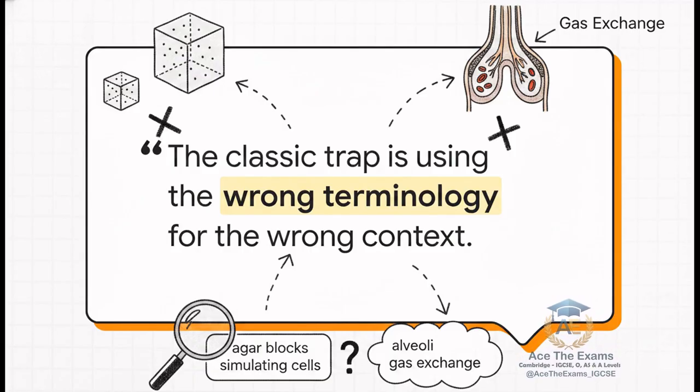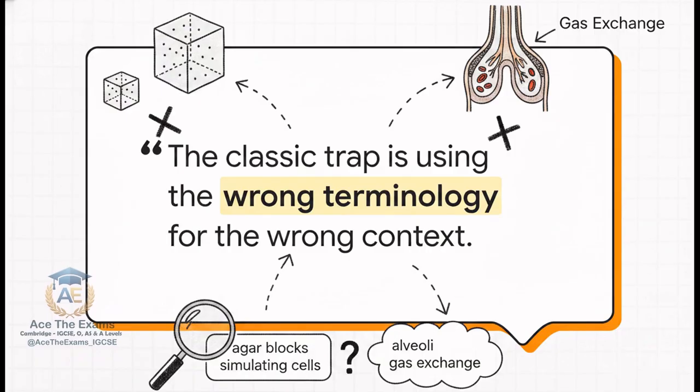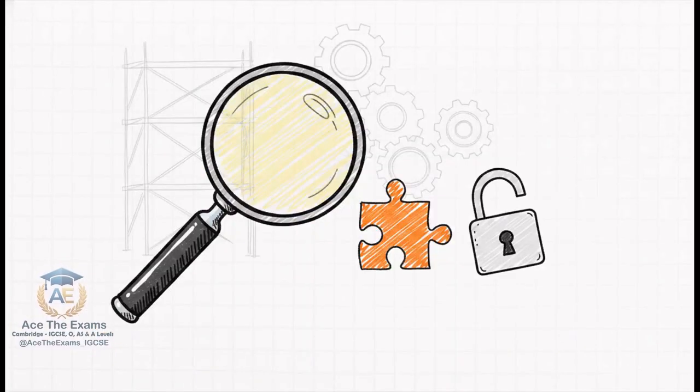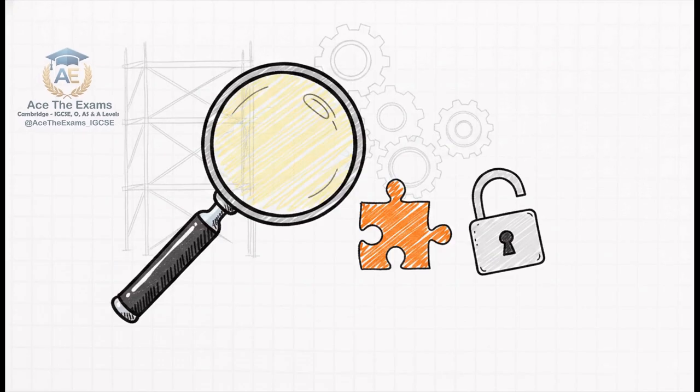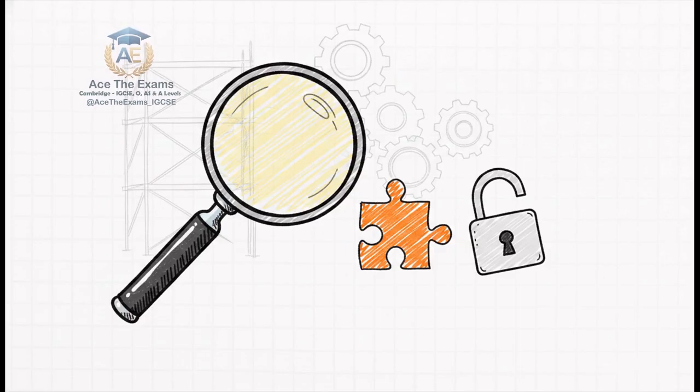Think about it. If the exam question asks about agar blocks simulating cells, and you write a generic answer about gas exchange in the alveoli, you get 0. You must apply your precise scientific reasoning to the exact scenario they give you. No exceptions. But hey, there is a specific way to beat this. In just a moment, I'll reveal the missing examiner's clue that changes your answer entirely. It's a technique that literally forces you to use the right context. But first, we need to build the theoretical framework that makes that specific clue obvious.